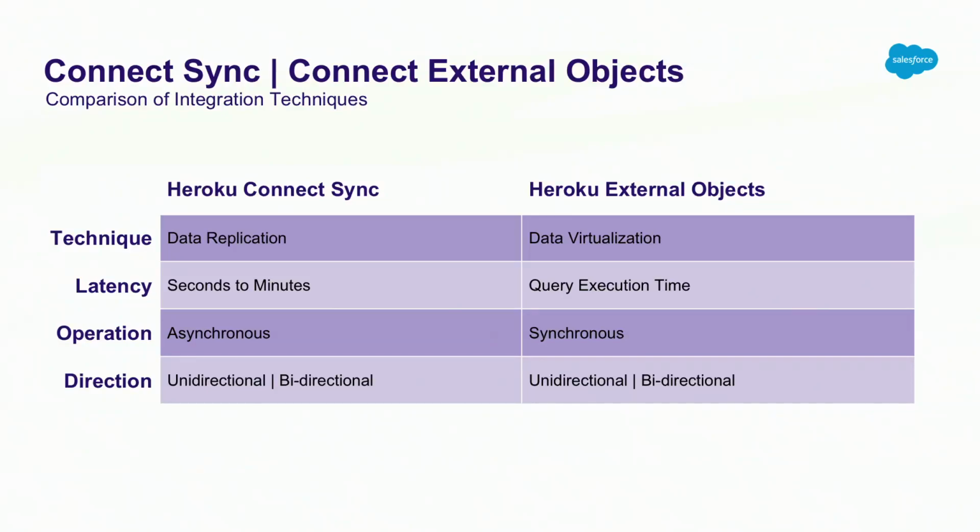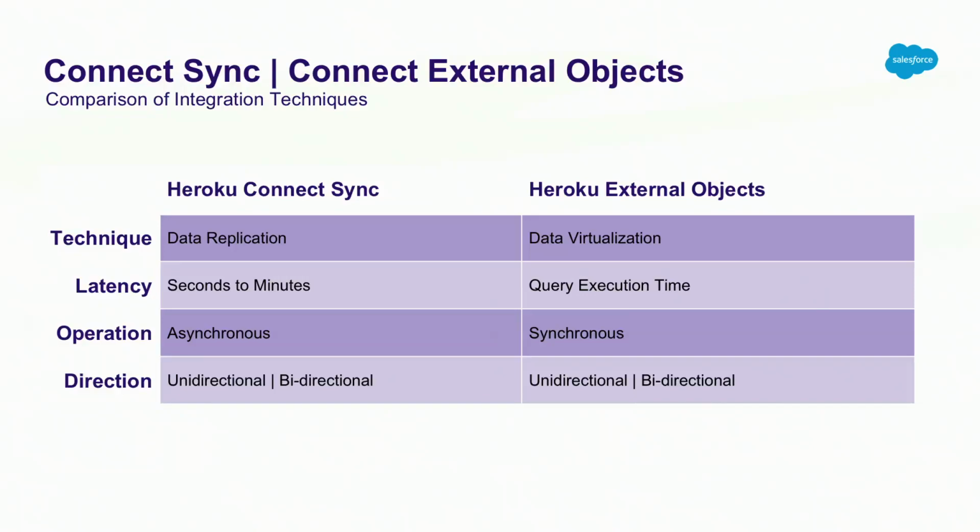We talked about sync and we talked about external objects. I just want to leave you with a little framework in terms of when you think about which to use and why. So when it comes to sync, obviously we talked about it. This is physical data movement. It's replication. Latency, in practice, another common question, seconds to minutes, right?